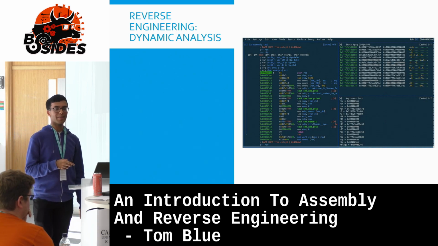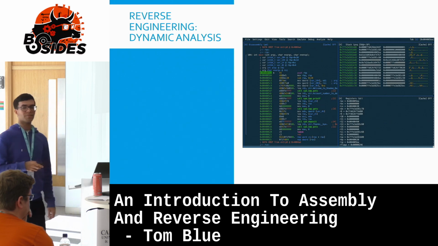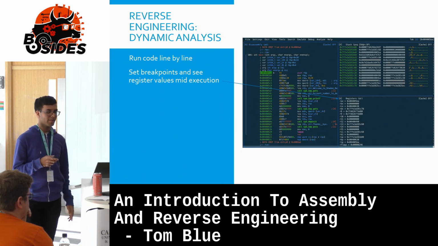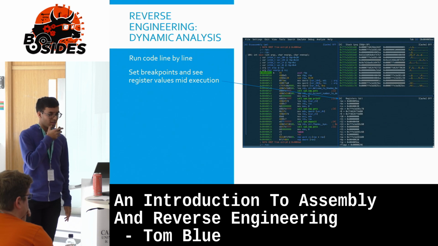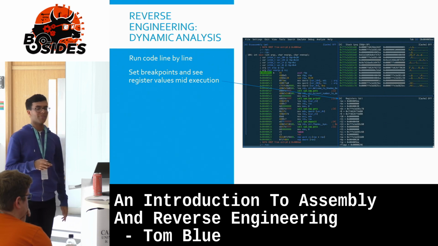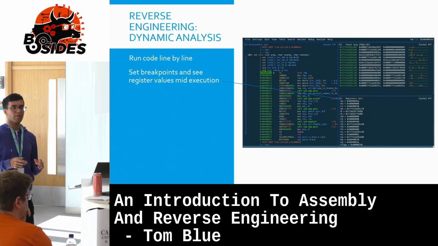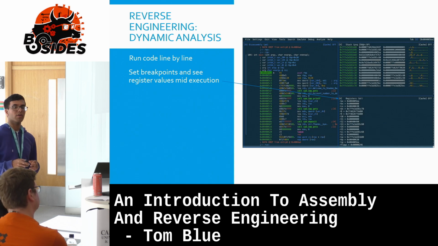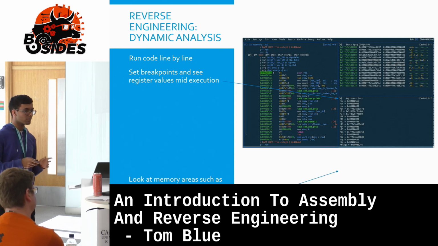I guess we're going straight into dynamic analysis then. Dynamic analysis is basically where you run the assembly code line by line, like you'd run any other code. It's kind of like a debugger in that way, and you're able to set breakpoints and see register values mid-execution. So if there's a bit of assembly which you don't fully understand, you could set a breakpoint after it and see what happens to registers and infer what went on through that.